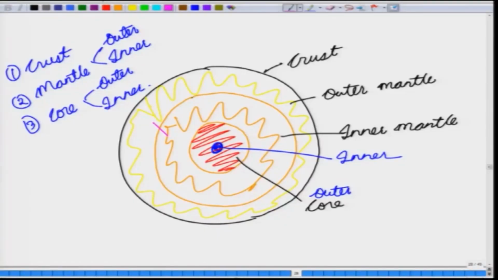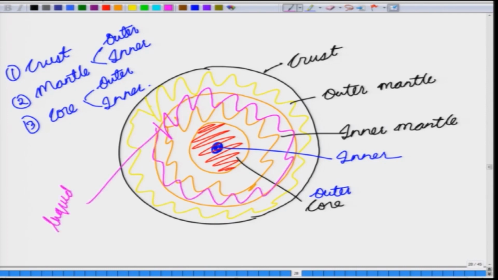And then if you go towards the core, in the outer core you will have liquid form, mostly you will have an excess of iron, but towards the extreme center of the earth this core will be in a solid state because of very high pressures. But the point to keep in mind here is that the middle portion is in a liquid or semi solid form.